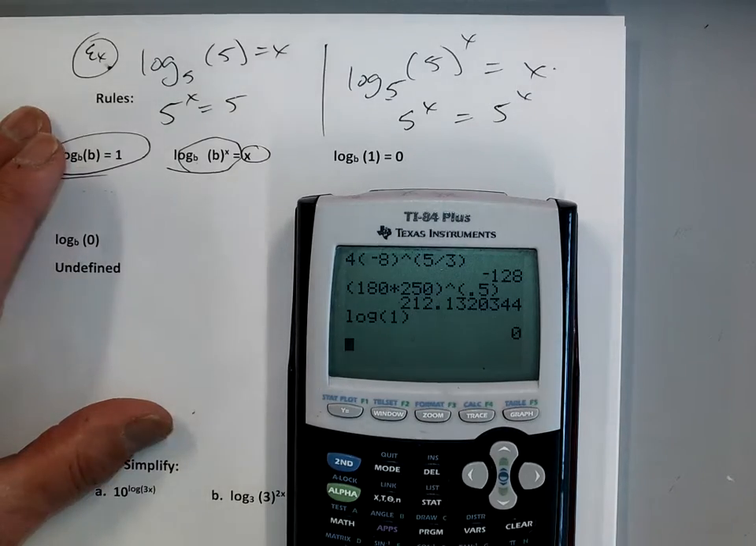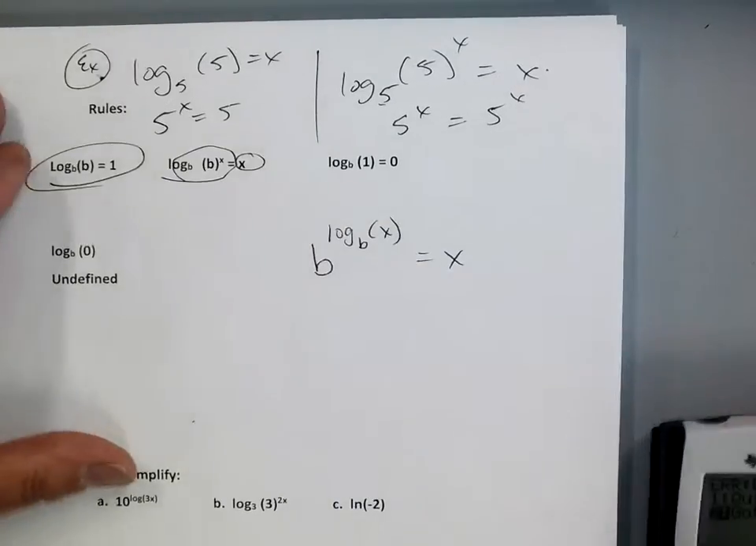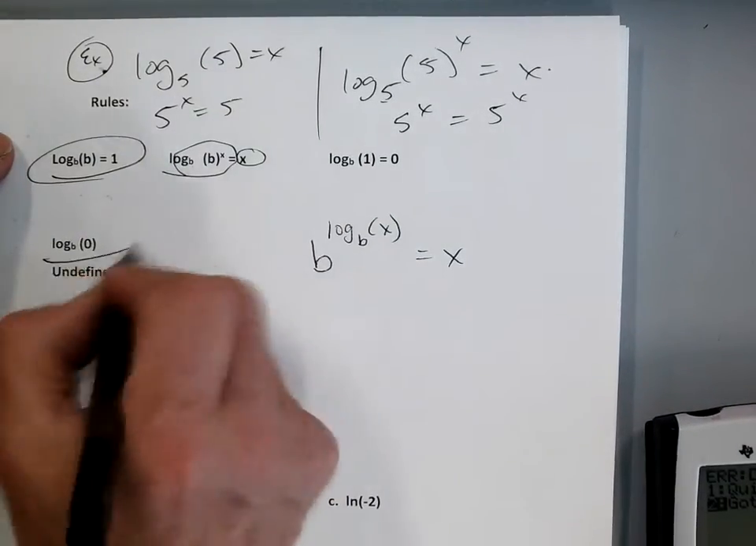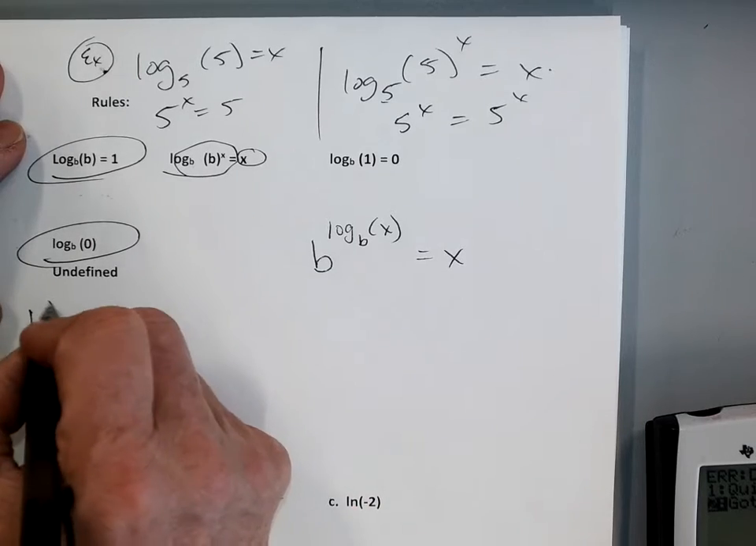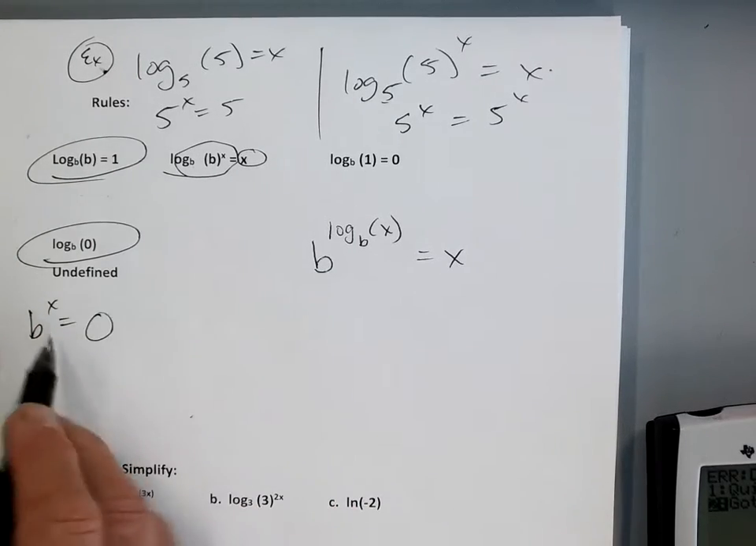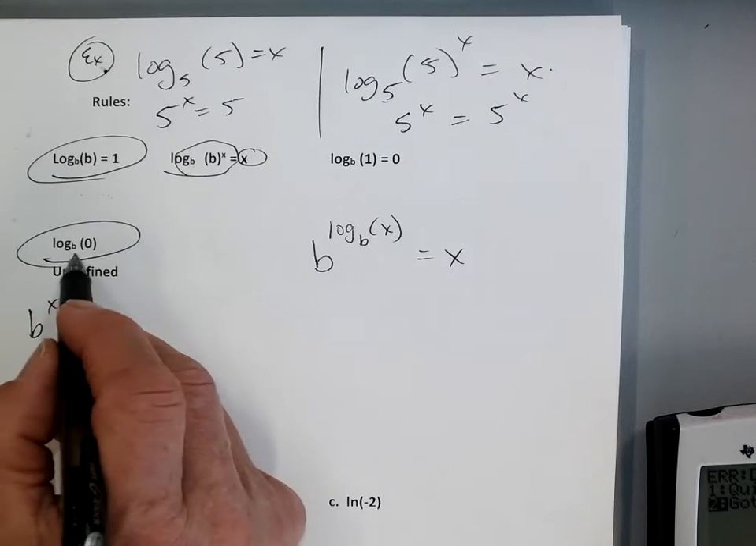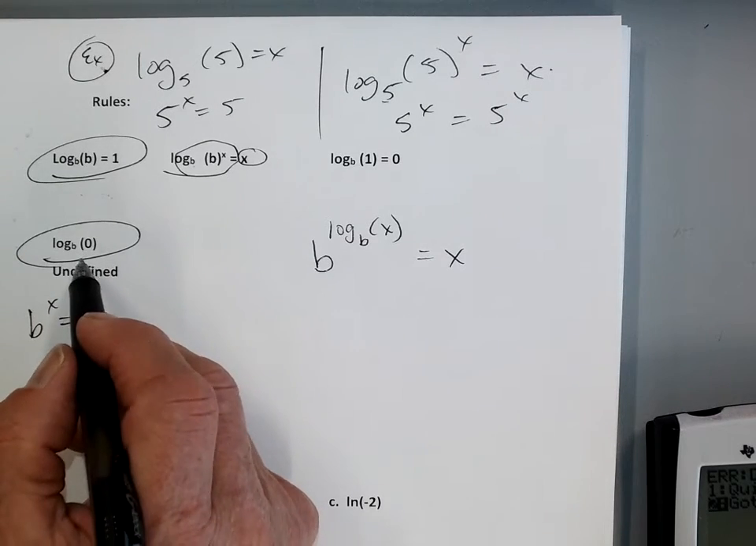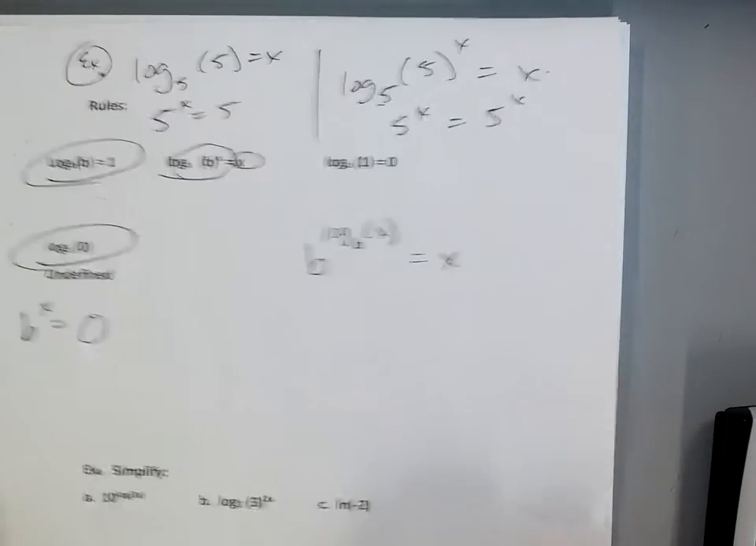But you can't do log of 0. We're going to talk about that more, but log of 0 is not okay. It does not happen. Log of 0 is undefined. You cannot take log of 0. It's undefined, and the reason why is because no matter what you put up here for an exponent, it'll never equal 0. Never. So that is impossible. You cannot take the log of 0. Domain error. We'll talk about that more when we graph it.